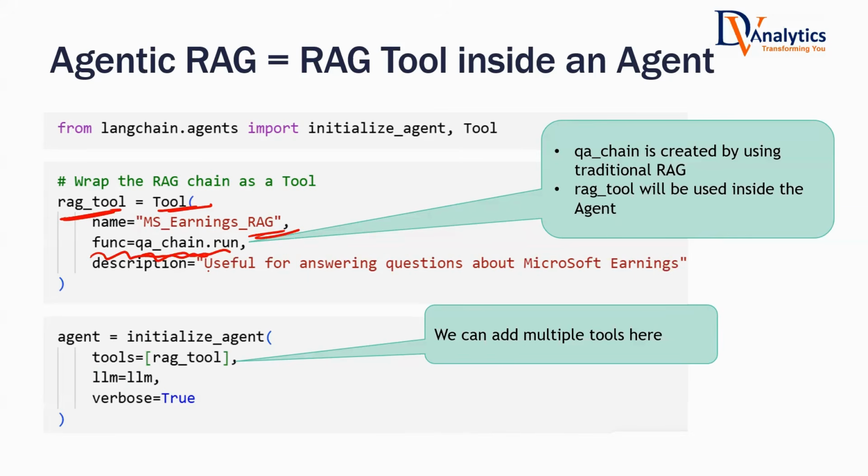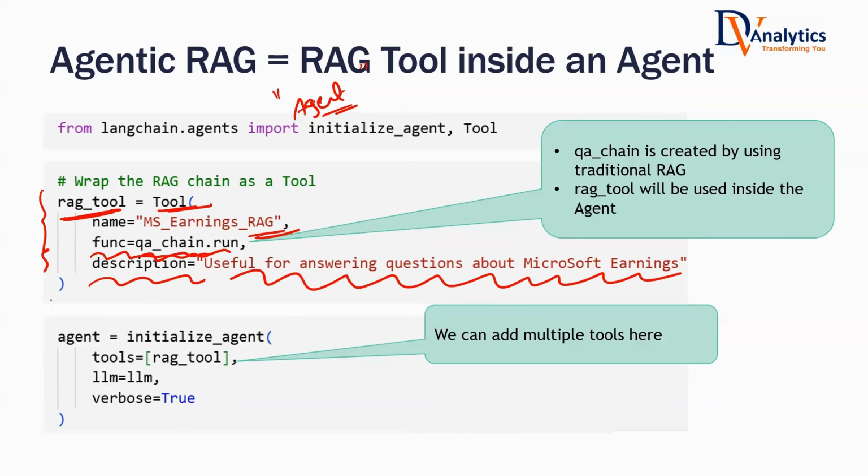And then you have to give a description to the tool, so that in the planning, the agent knows what this particular tool does. So: useful for answering questions about Microsoft earnings. Whenever the agent receives a request, if somebody asks anything about Microsoft earnings, then this particular RAG tool will be used by the agent.